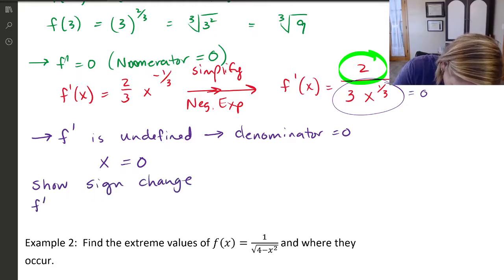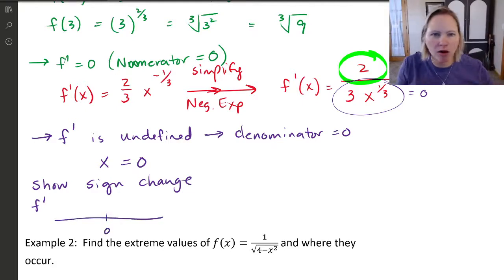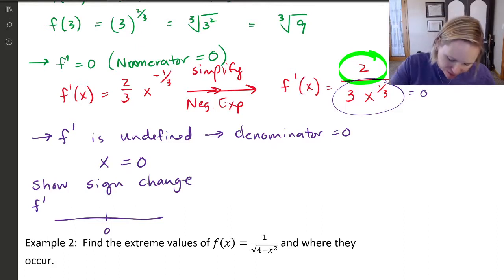I'm going to label this f prime because I need to remember that I'm talking about a derivative here. I'm not talking about f of x. Later on we're going to have f double prime in there, so I want to label everything really clearly and organize my work. So f prime, this is my first derivative sign chart. And what I'm going to do is pick values on either side of 0, and I'm going to see if my first derivative is positive or negative.